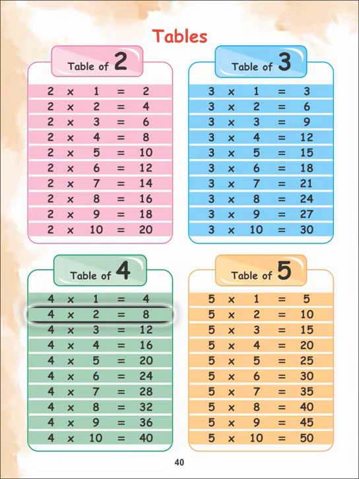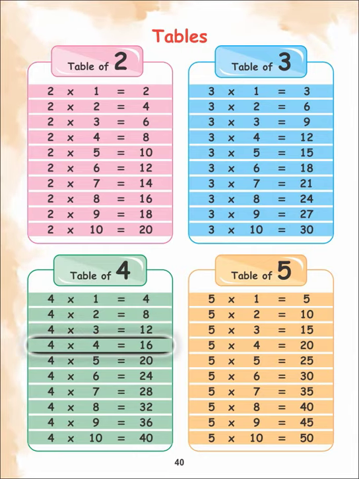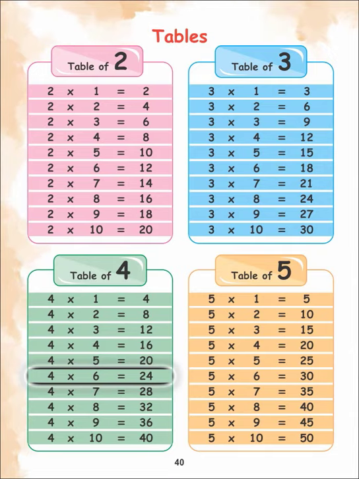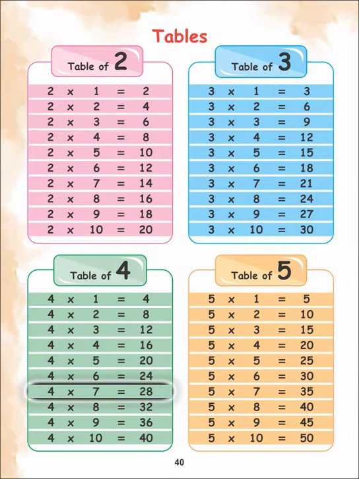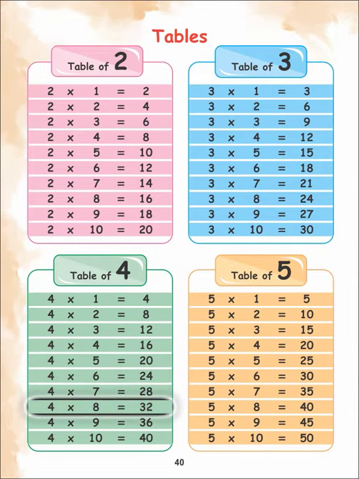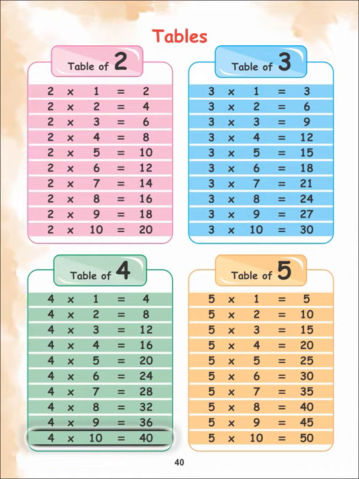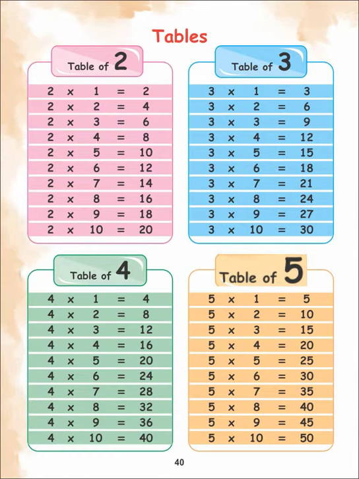4 twos are 8. 4 threes are 12. 4 fours are 16. 4 fives are 20. 4 sixes are 24. 4 sevens are 28. 4 eights are 32. 4 nines are 36. 4 tens are 40. Table of 5.